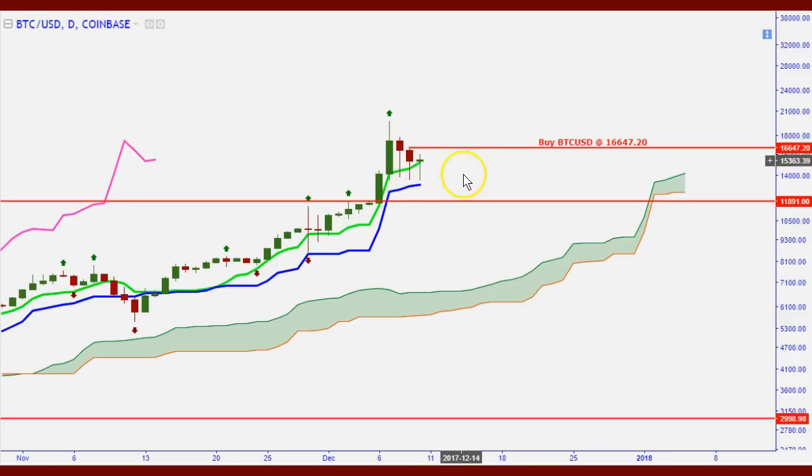So currently this is the level we're looking at, 166.472. That's where we're looking to get into the market. I'll probably update this a little later today.